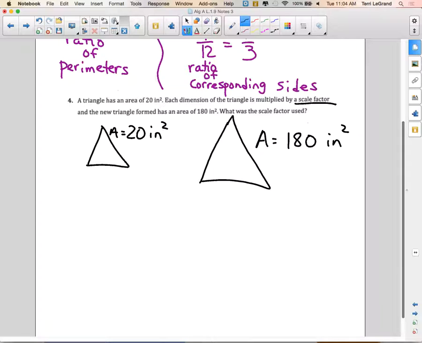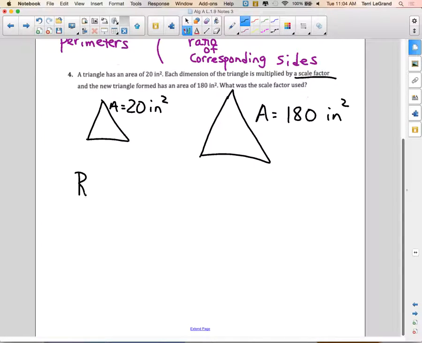Ratio of areas means how many times bigger did it get? How do you think we could find the ratio of the areas? I think that's what we should look for. Would you write that down? We're going to set up the ratio of areas. New over original, so what's going upstairs? 180. The new over the old. 180 over 20.